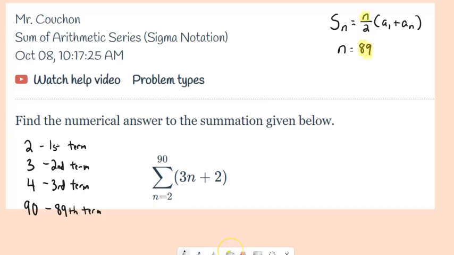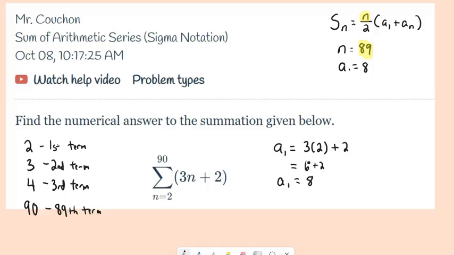So now we've got to find these other terms. Now, when we get our first term, what we're doing is we're putting in a 2 for that n. So we're going to have 3 times 2 plus 2. 3 times 2, of course, is 6, plus 2. So our a sub 1 term, the first term in this series, would be 8. So I'll put that there, 8.